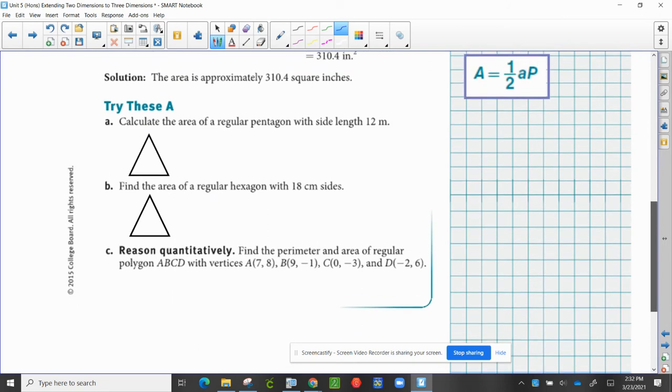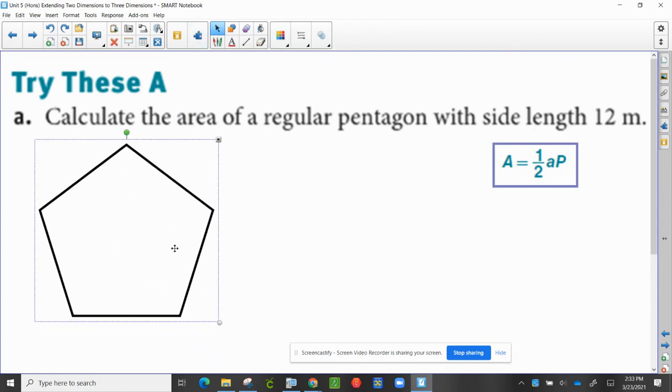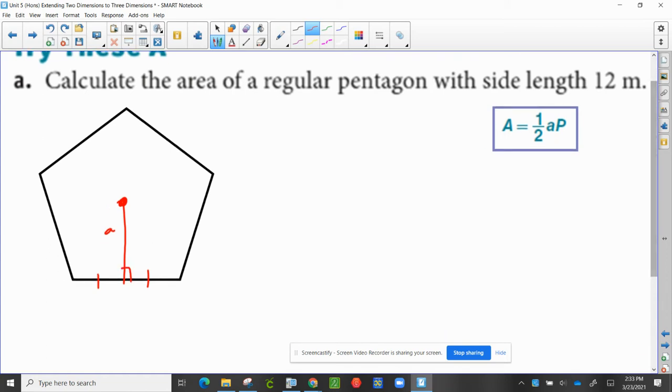So on the try these A and B, I'm going to actually do those on the next slide because we're going to need a lot more room for this. But it says to calculate the area of a regular pentagon with a side length of 12. Okay, so I just need a little bit more space. So I drew in a pentagon here. Pentagon is 5 sides. So to find the area of the regular pentagon, again, we can think of this as we'll have a central point. Our apothem we need for our formula is going to drop from that point and cut this into two congruent parts. That's perpendicular.